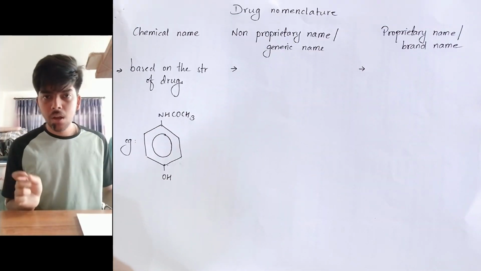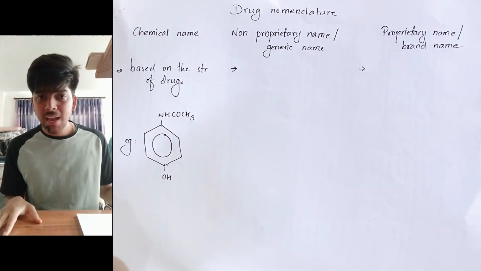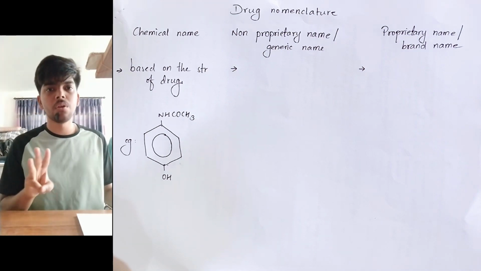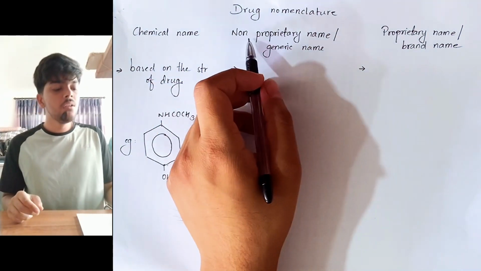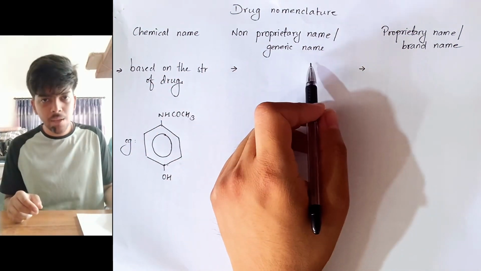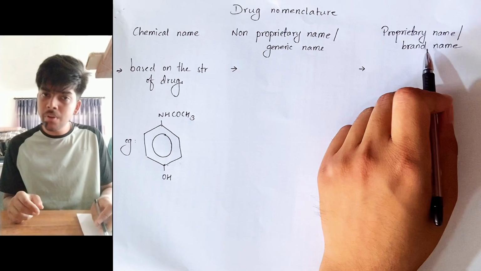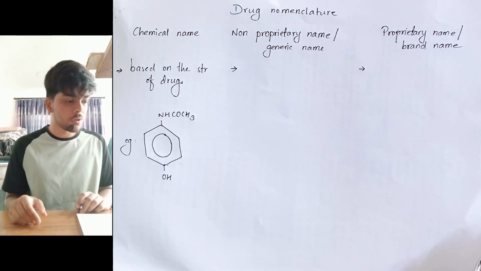Drug nomenclature refers to the naming of the drugs, and there are three different ways in which a drug can be named. There's the chemical name of the drug, the non-proprietary name or the generic name of the drug, and the proprietary name or the brand name of the drug.